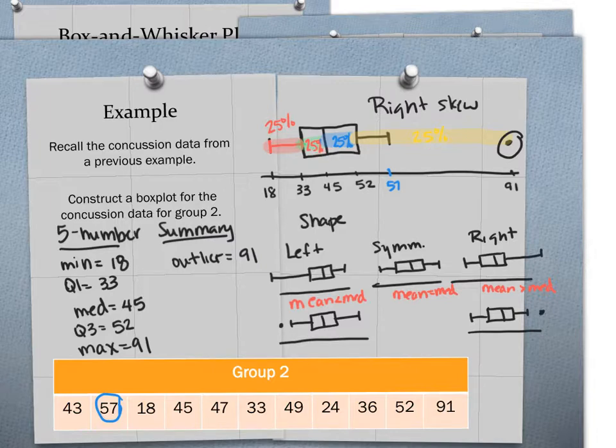Box plots show shape. They show position, position being these quartiles: Q1, the median, Q3. And they also show where 25% of the data lies inside each one of these intervals, and inside of here, this box again is called the IQR.